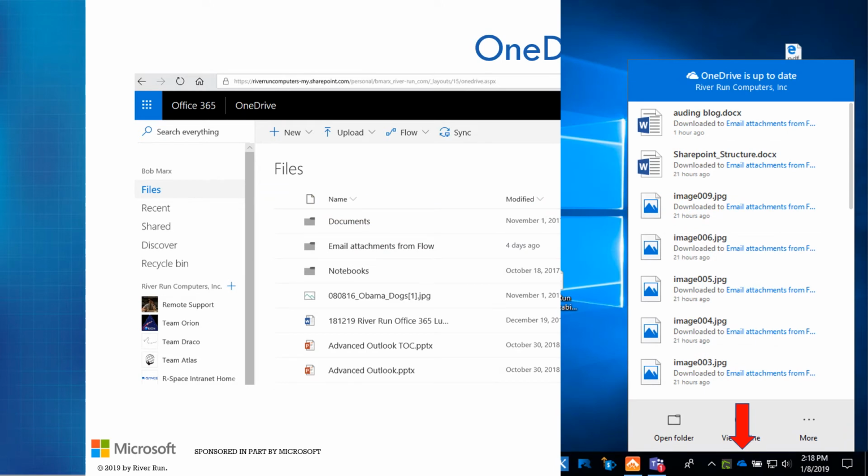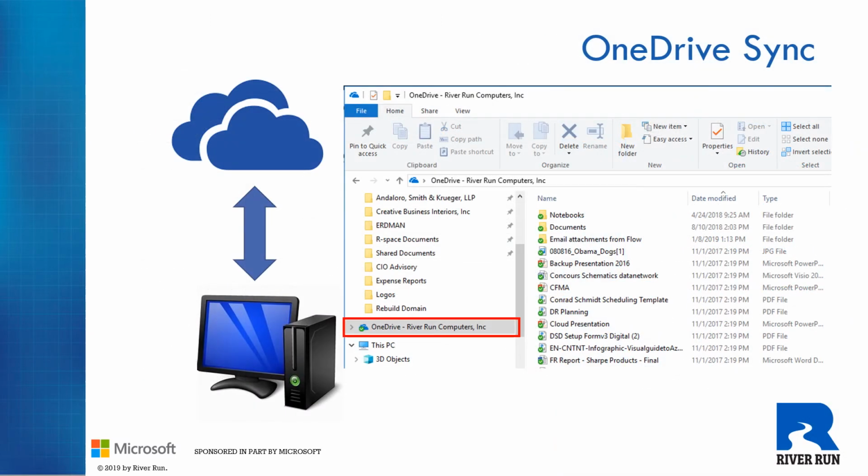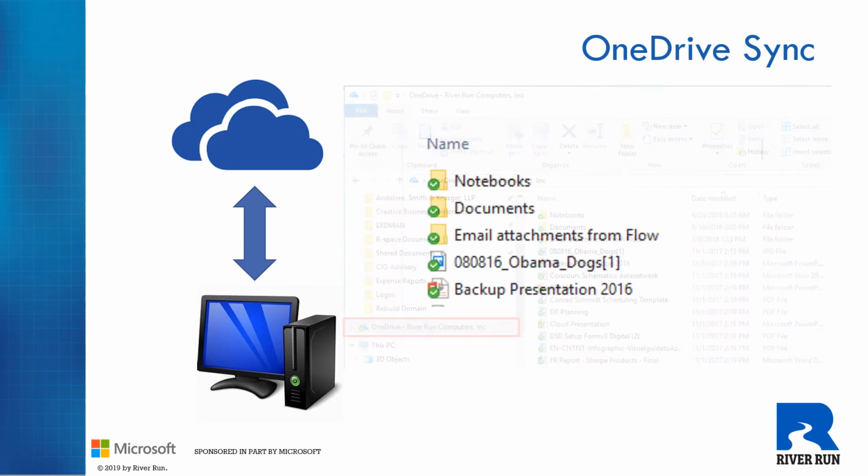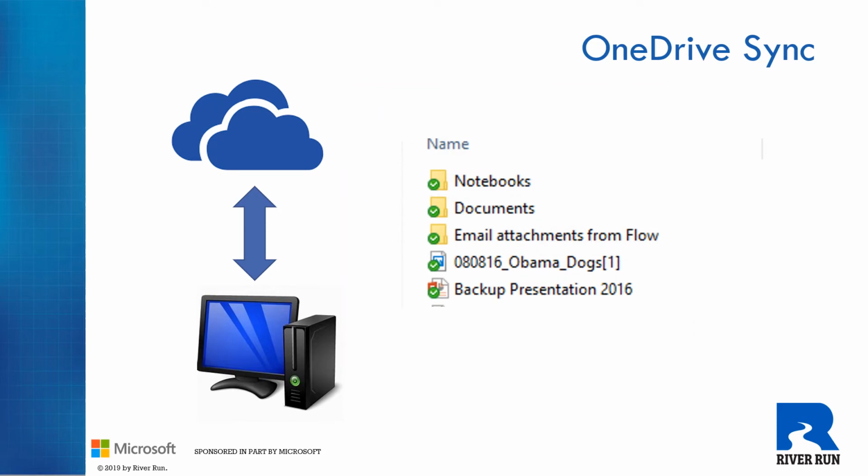When you load OneDrive Sync, you see a little icon down in your system tray and an indication of which files or folders you're syncing. It places a little shortcut in your favorites area of your file directory, and it shows you by the little green check mark whether or not the file has a healthy sync, whether it has been synced up.